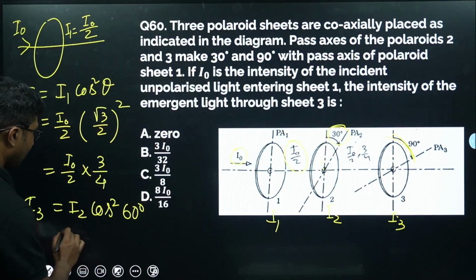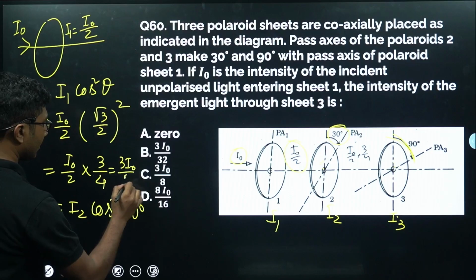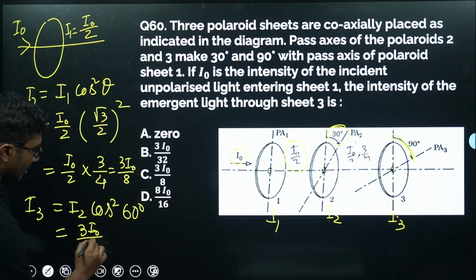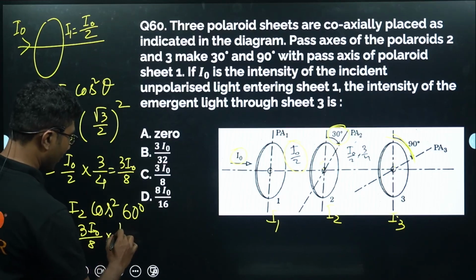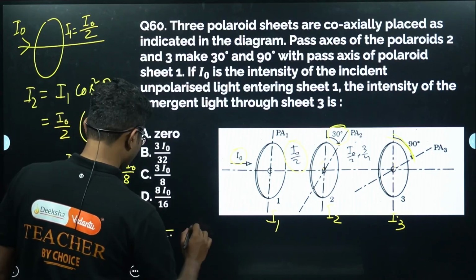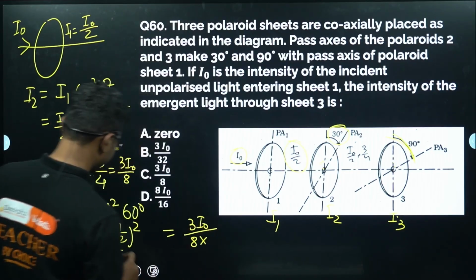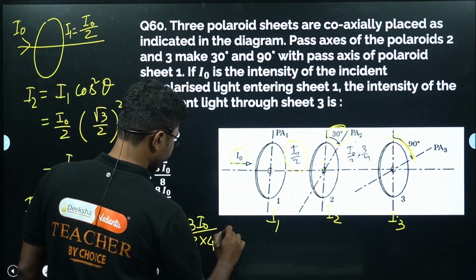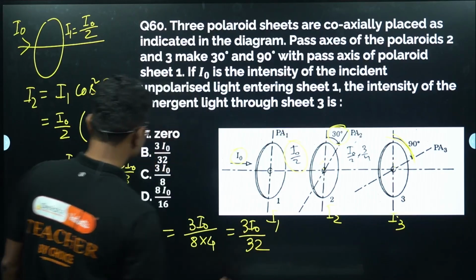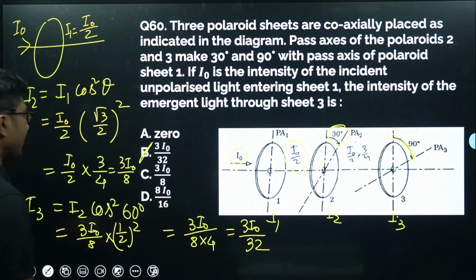So here it was 3 I naught by 8. Put the value: 3 I naught by 8 times 1 by 2 whole square, that is 3 I naught by 8 times 4. So it will be 3 I naught by 32. So 3 I naught by 32, the correct option is B.